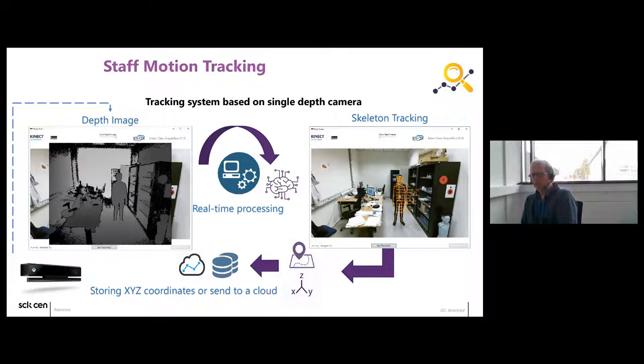So the staff motion tracking, we started using the single depth camera, the Kinect from Microsoft, which was used in the gaming. And we saw that we could really track skeletons of people working. And these XYZ coordinates from 26 points on the person could be sent to a cloud and could be stored.